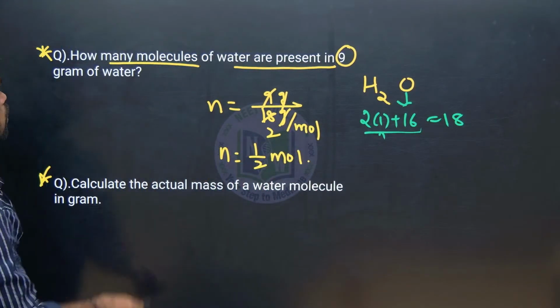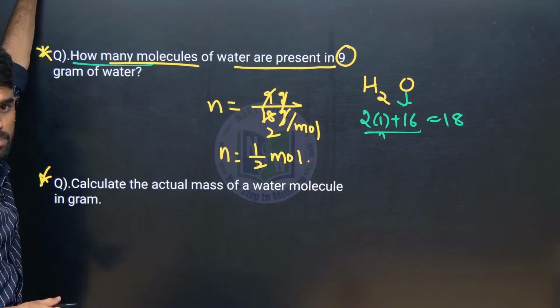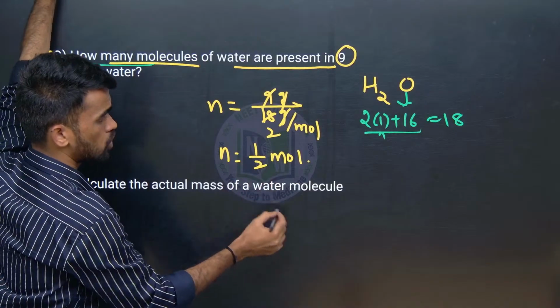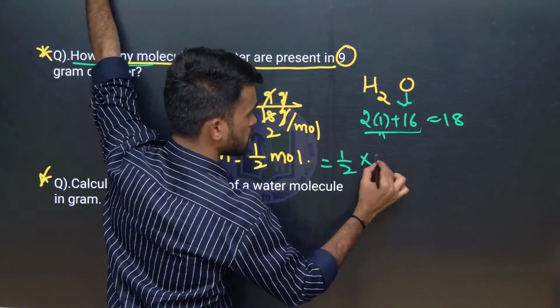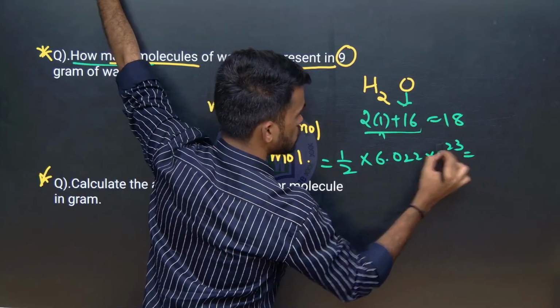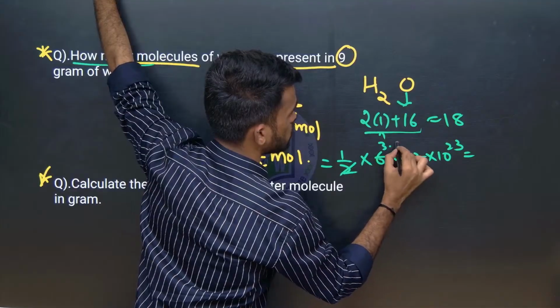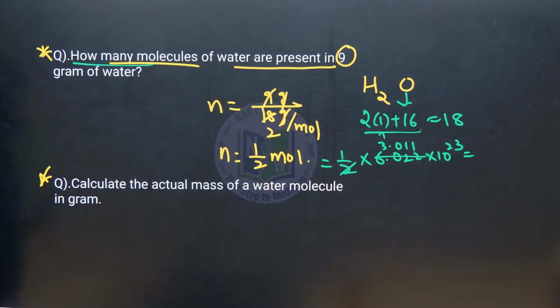What I am asking, how many molecules of water are present? So we have half mole now, so half into Avogadro number. Avogadro number is how much? 6.022 into 10 power 23. So we will get 3.011 into 10 power 23 as our answer. Hope it is clear now.